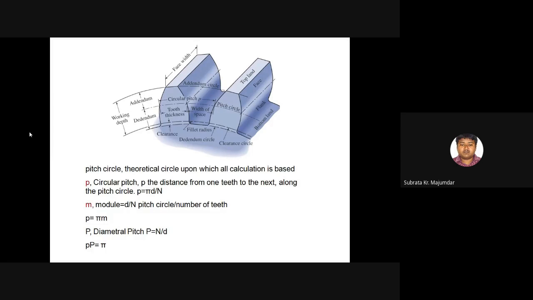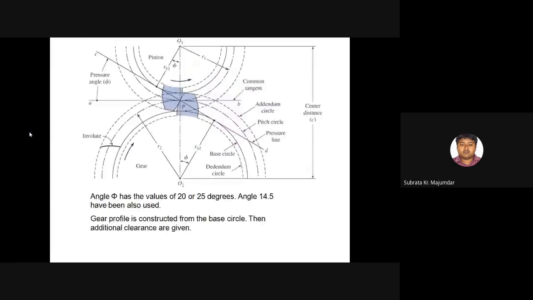The arc of contact consists of two parts. One is arc of approach and one is arc of recess. What is arc of approach and what is arc of recess?